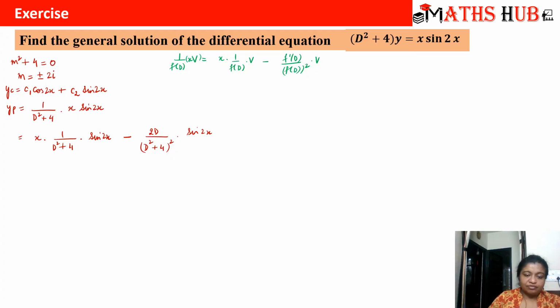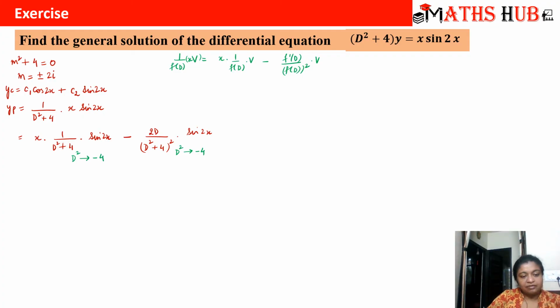So now when we have to apply this rule, we have to apply the rule for sine now. According to the rule of sine, D square gets replaced with minus 2 square, that is minus 4. Same thing here, D square gets replaced with minus 4. Now whenever you get D in the numerator and in the denominator, it's better that you remove the D from the denominator, because the numerator D we can take the derivative. So you should always eliminate D from the denominator first.